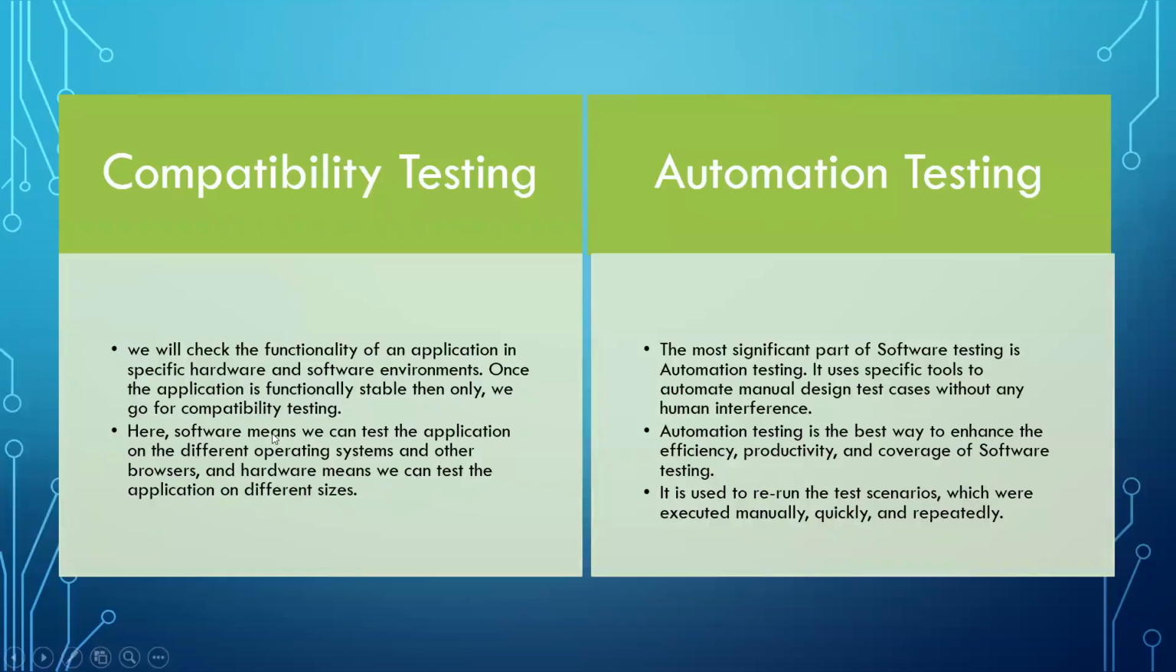Okay, so this talks about compatibility testing, and this is one of the buzzwords. Every time we hear a lot about automation testing. That's nothing but we are going to automate the manual process. The most significant part of software testing is automation testing. It uses specific tools to automate manually designed test cases without any human intervention. So all this login, clicking, everything will be done with the help of automation testing scripts. Automation testing is the best way to enhance the efficiency, productivity, and coverage of software testing.